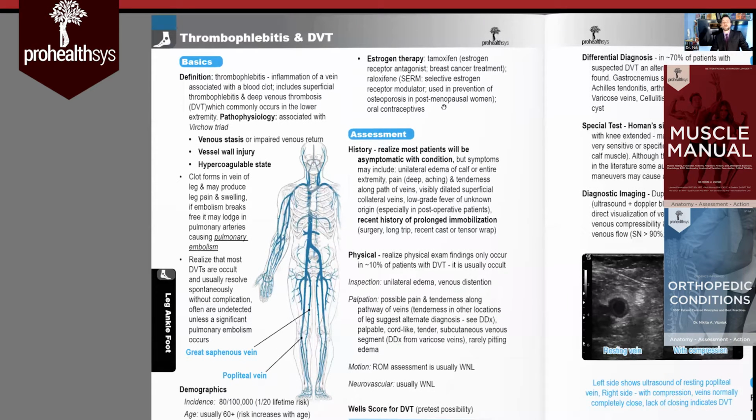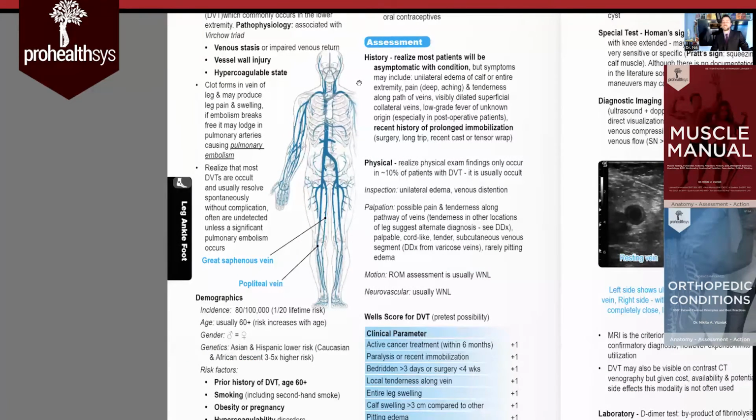So assessment, what are you going to be doing? Realize most patients will be asymptomatic with this condition. So they'll actually have a deep vein thrombosis, but have no issue presenting to you. If there are symptoms, they may have swelling in the calf. There might be some pain, deep achy pain or tenderness along the pathway of a vein. And you can see recent prolonged immobilization probably somewhere in their history as well, whether it's a trip, surgery, bedridden, even a tensor bandage that's too tight could lead to this as well.